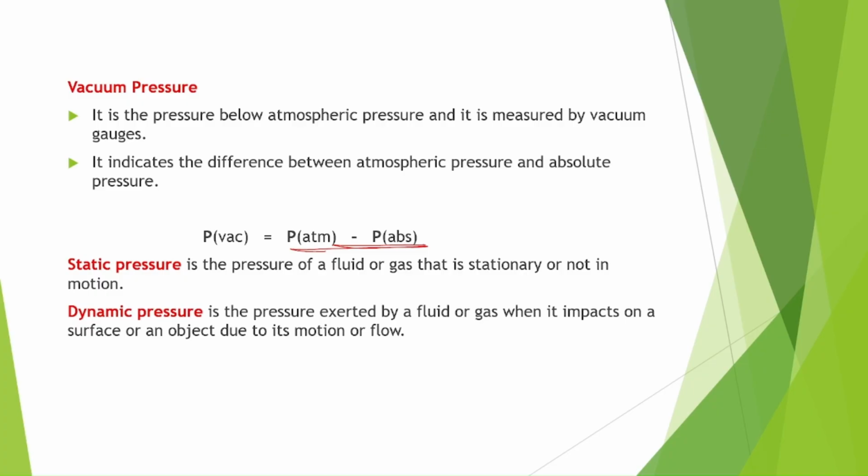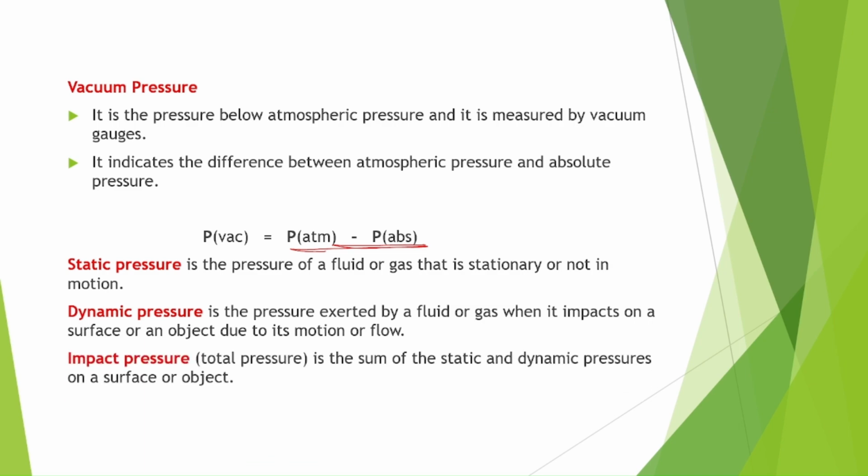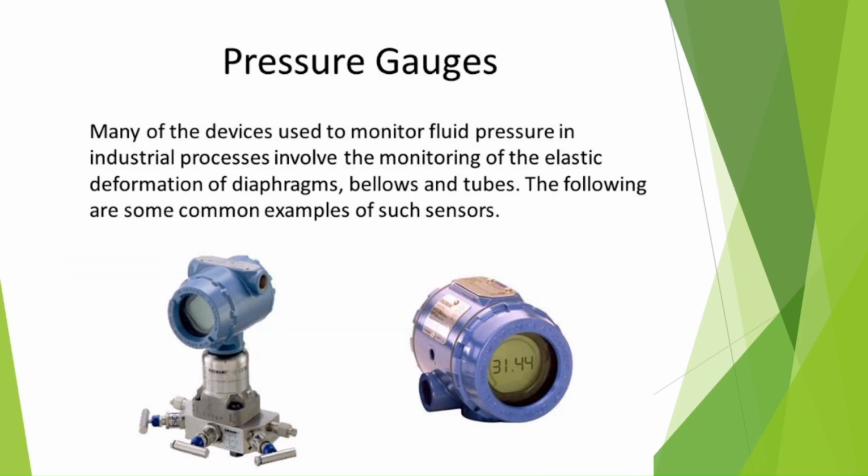Then we have dynamic pressure. This is the pressure exerted by a fluid or gas when it impacts on a surface or an object due to its motion or flow. So the difference between these two pressures, static and dynamic: static is not in motion, and dynamic pressure is when it is in motion or in the flow. And impact pressure, that is called the total pressure, is the sum of static and dynamic pressure on the surface or an object.